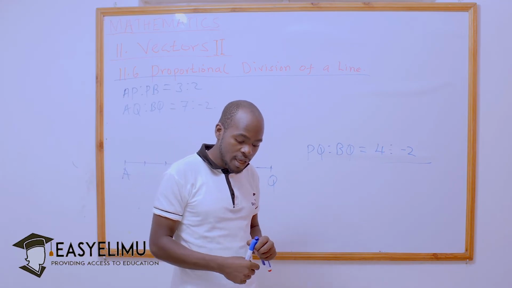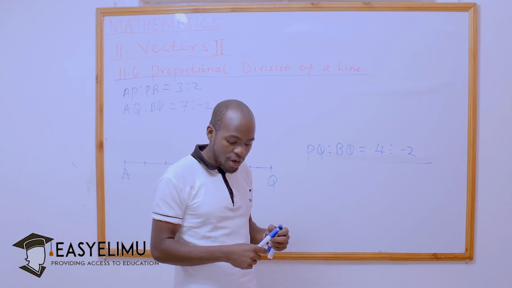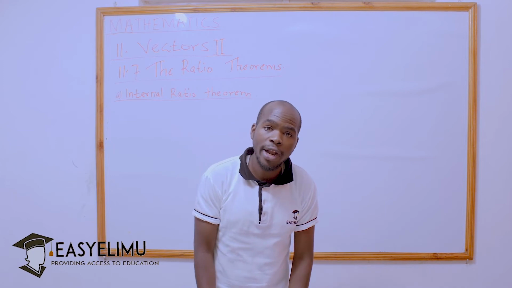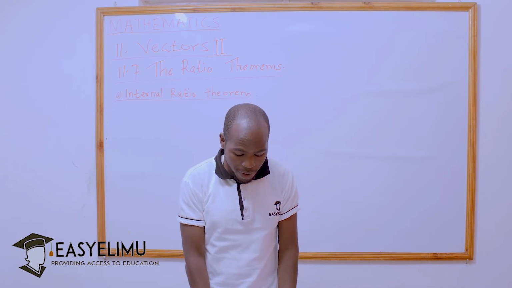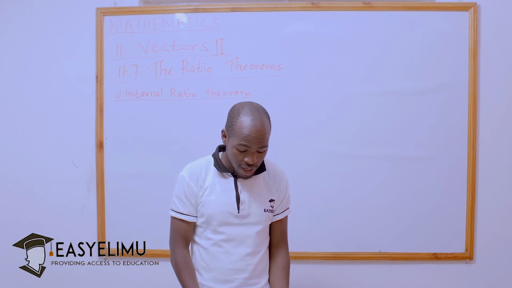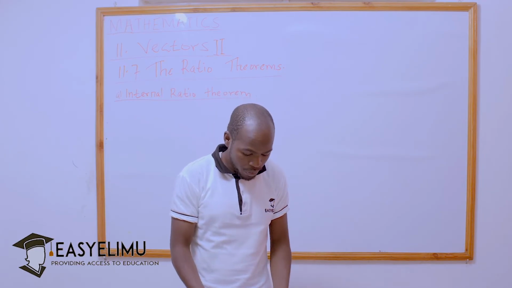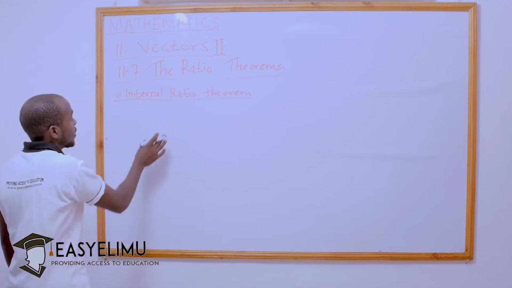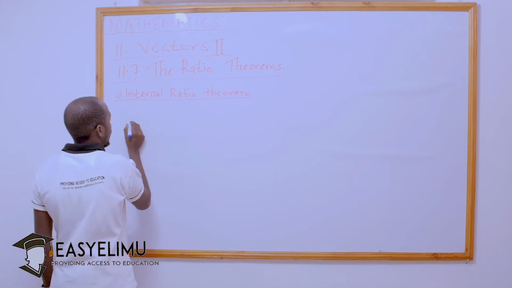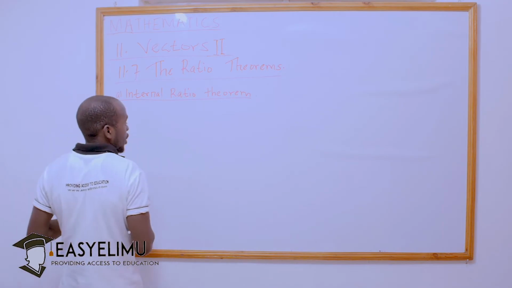Next, we are going to see the ratio theorem, and we shall start with the internal ratio theorem. Now let's go on and look at the ratio theorem. Under the ratio theorem, we are going to see the internal ratio theorem first, and I have one example here, which is similar to a triangle.